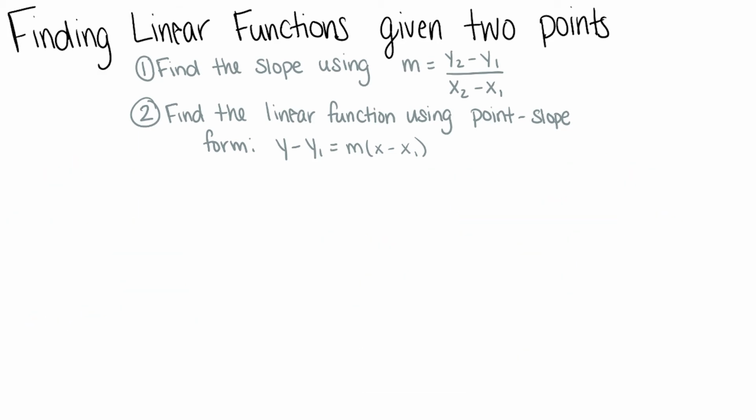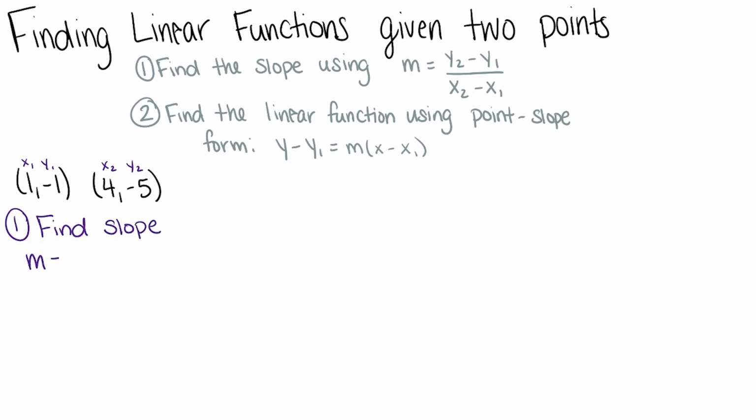Let's look at another example of finding our equations of our lines this way. So we have the points (1, negative 1) and (4, negative 5). This means our x1 is 1, our y1 is negative 1, x2 is 4, and y2 is negative 5. So let's start by finding our slope. Our slope is y2 minus y1 over x2 minus x1. So this is going to be negative 5 minus negative 1 over 4 minus 1.